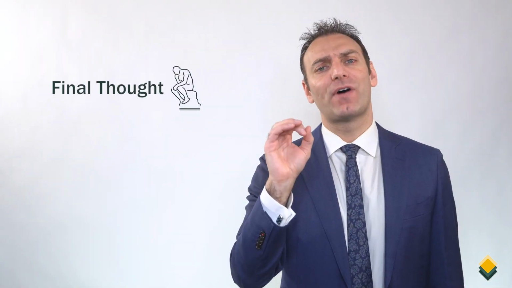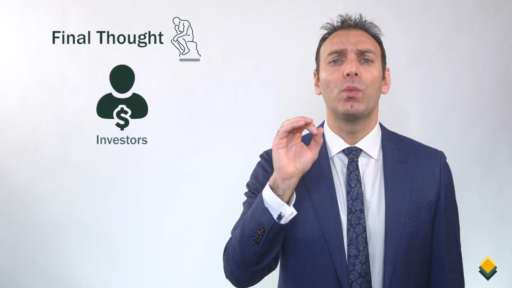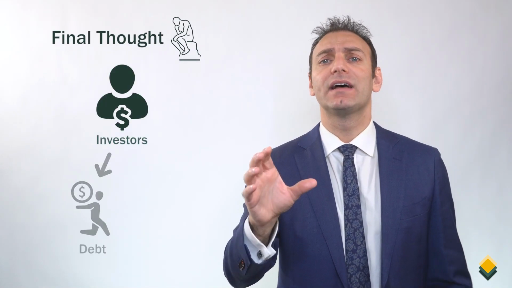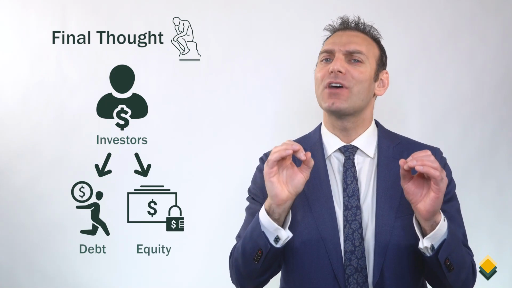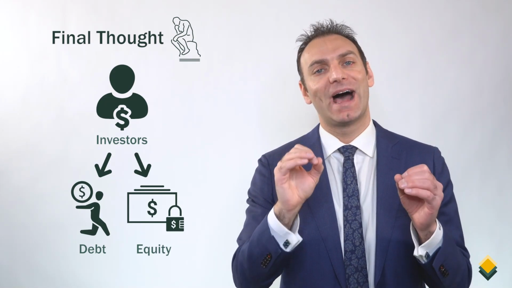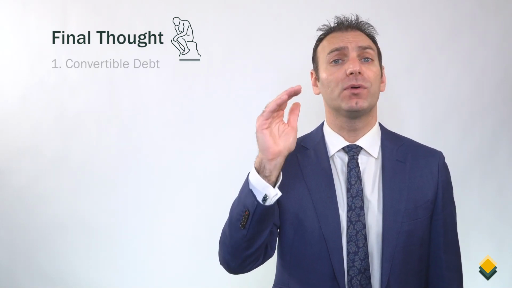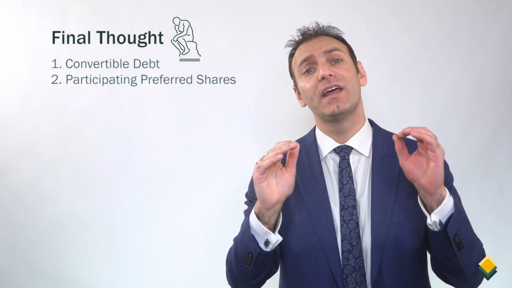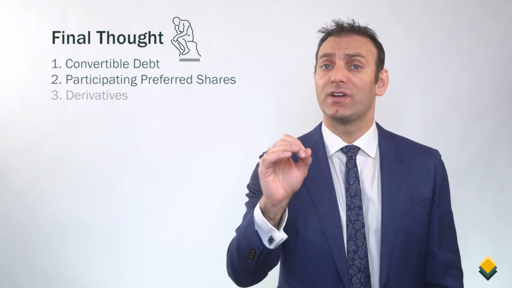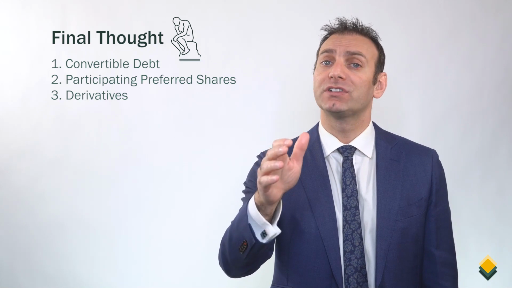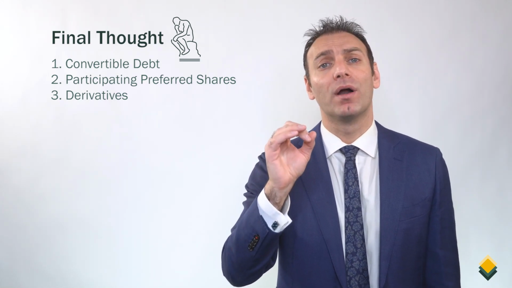Now, here's a final thought. Investors, we talked about analyzing debt and equity as if they're mutually exclusive. But as you know from many of our past videos, they're not. For example, there are all types of structures and instruments, such as convertible debt, participating preferred shares, derivatives, such as options and warrants, and more.